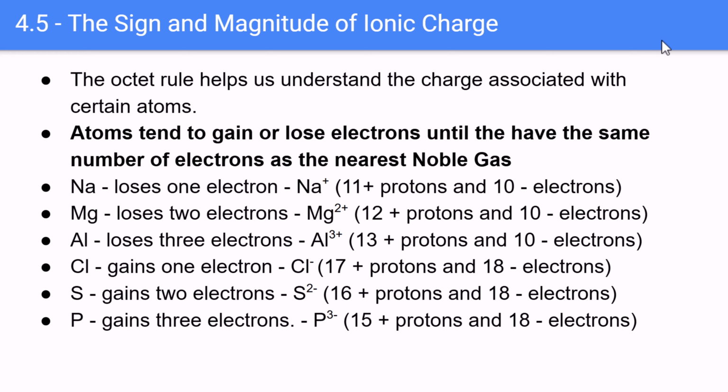The typical rule of thumb here is that metals tend to lose electrons while nonmetals tend to gain them. So that's a really good way to figure out if your particular element is going to gain or lose electrons: based off of whether it's a metal or nonmetal.